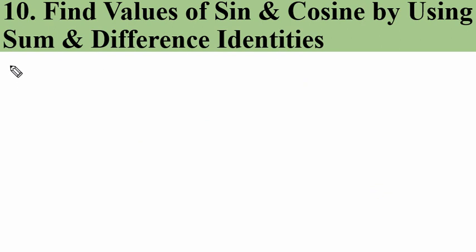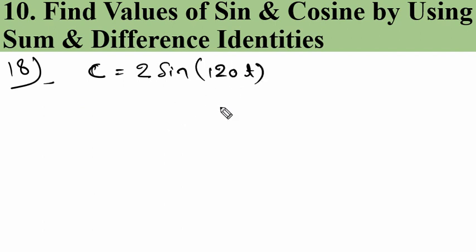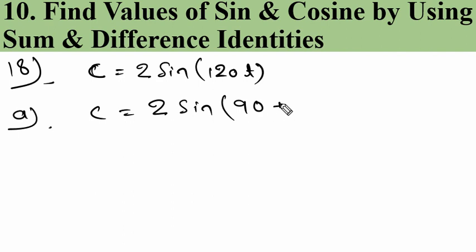Now the last question we have, question number 18. In this one, you have an equation given, the current equation, where the current is given by small c equals 2 sine 120t. So what you have to do is, in question number A, rewrite the formula using the sum of two angles. So how can I use the sum of two angles? 120, so I can do 90 plus 30t, right? That's what I can do.